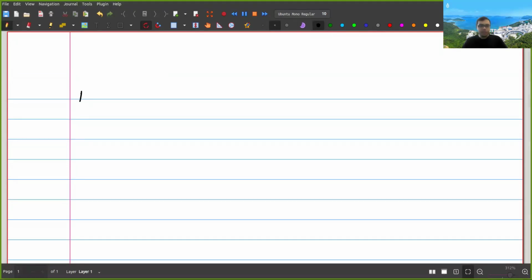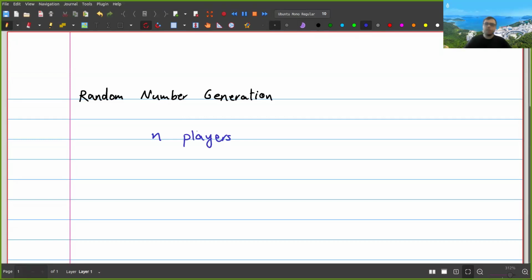Today we're going to continue talking about random number generation. So let's formalize the problem a little bit. In this problem, I'm going to have a bunch of players. Let's say I have n players, and these players are externally owned accounts or maybe also smart contracts who are going to take part in my smart contract, in my protocol that I'm going to design. And then the goal is to generate a random number.